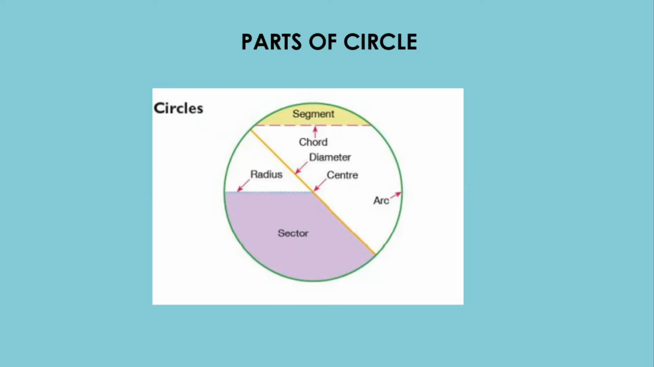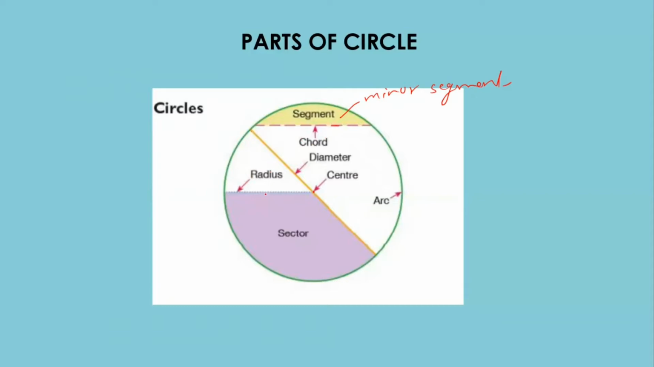So this is a chord. And what does the chord do? A chord divides the circle into two parts. So this is your minor segment and the other remaining part is your major segment. Okay, then this is the diameter. The diameter is the longest chord. The chord which passes through the center is called the diameter. The line segment joining the center and any point on a circle is called a radius.